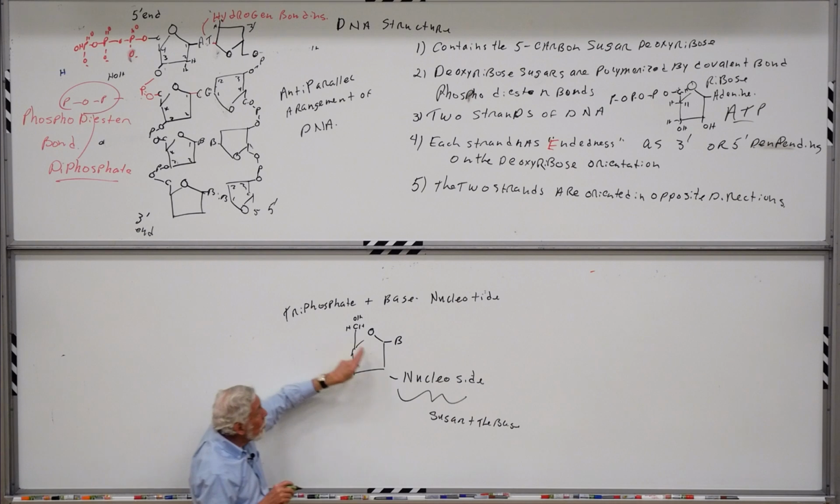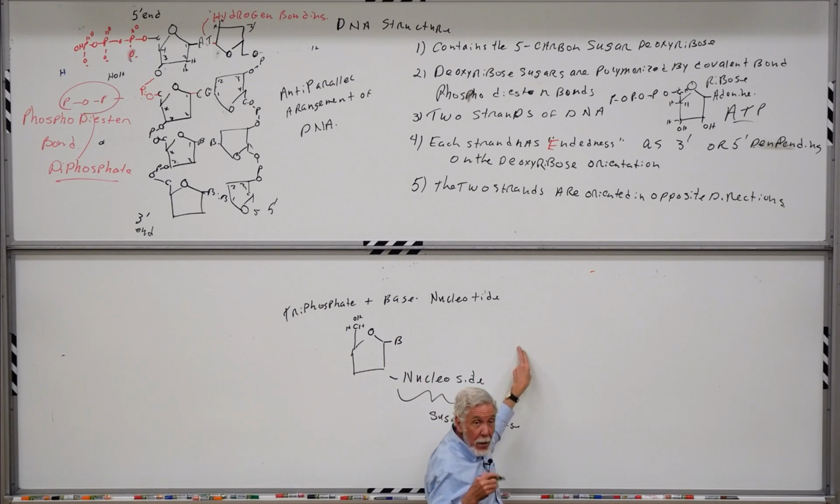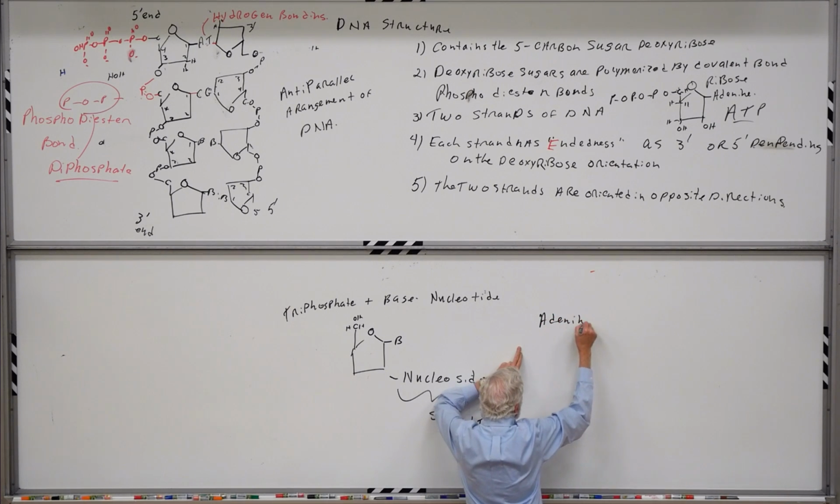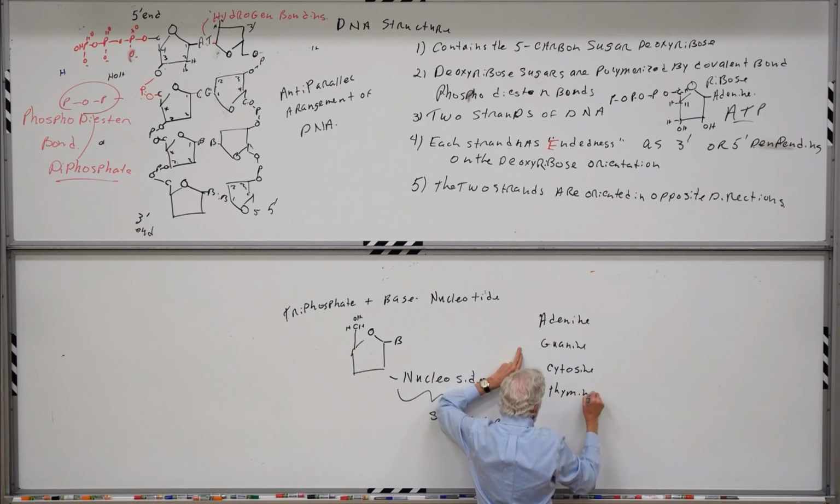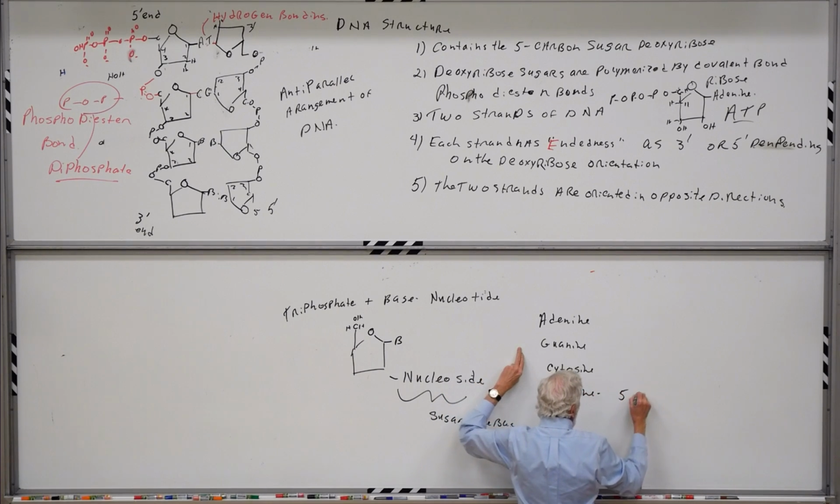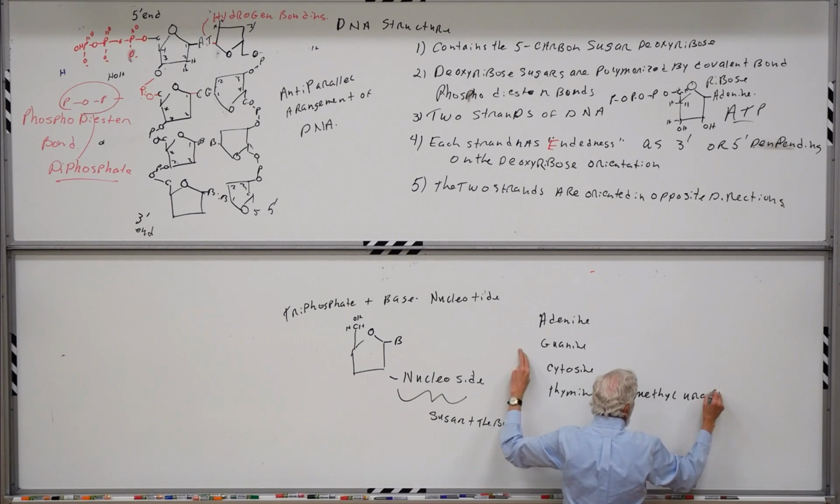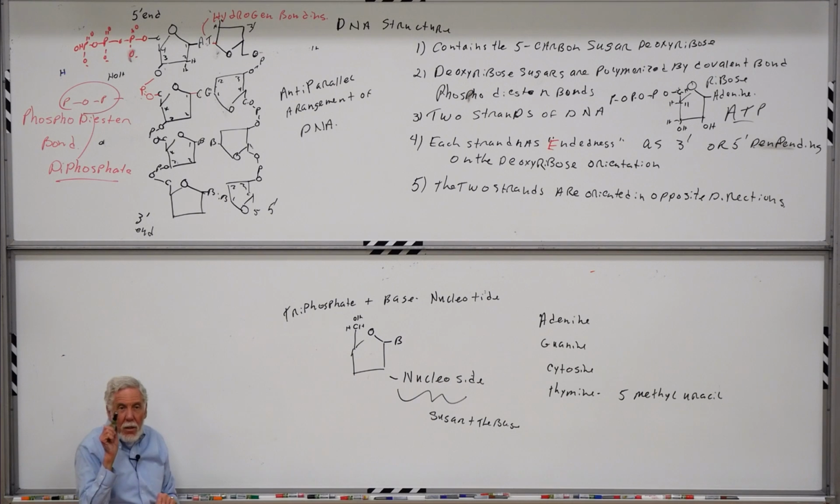And I should say, too, that these bases all have their independent names, and they can appear in biology independently as adenine, guanine, cytosine, and thymine, which, by the way, is 5-methyl uracil. Does that answer your question?